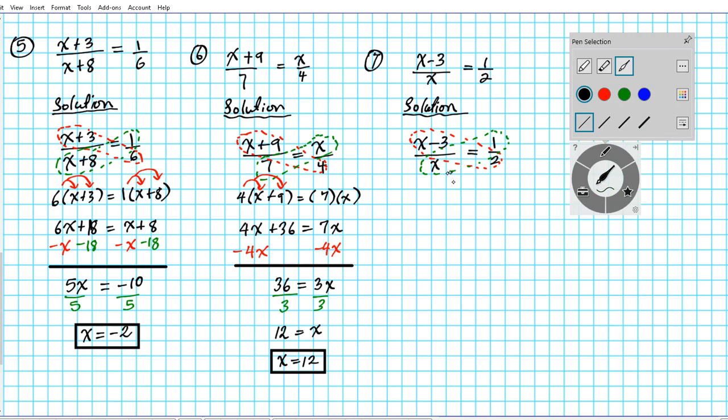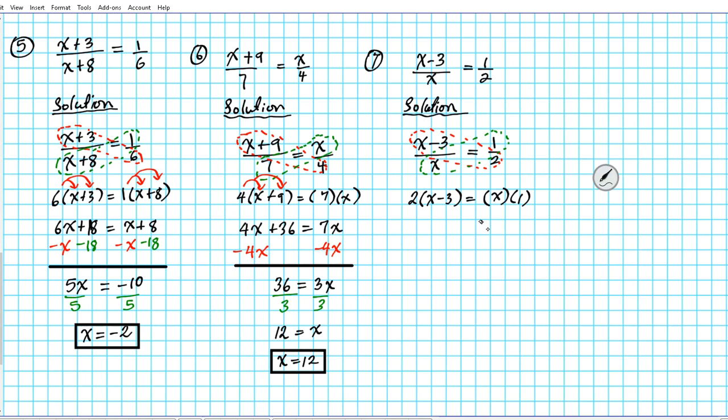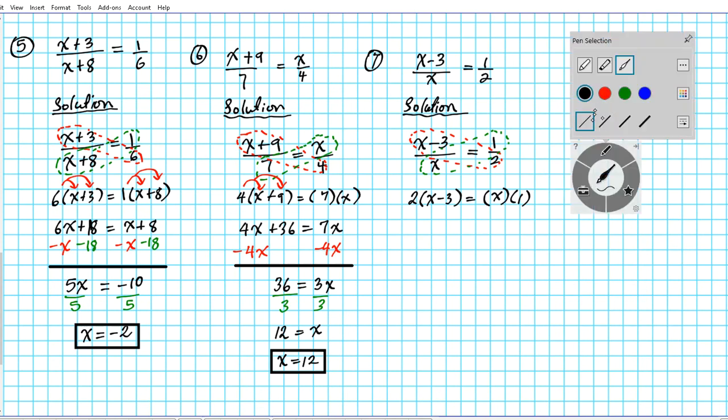Okay, when we carry out the multiplication, we have 2 times the quantity x minus 3 is equal to x times 1. Let's go ahead and multiply that out. On the left side, we will have to distribute the 2 to x minus 3, the terms in the parentheses, so that we yield 2x minus 6 is equal to x. Alright, so let's go ahead and get x collected to the right side of the equation since we have an x here already.